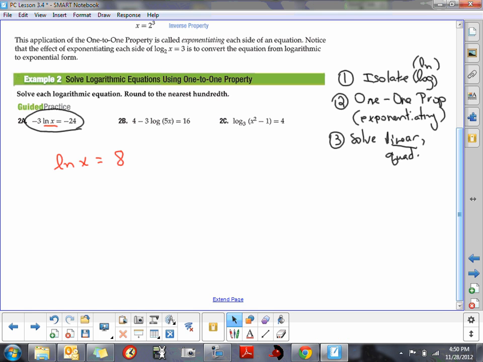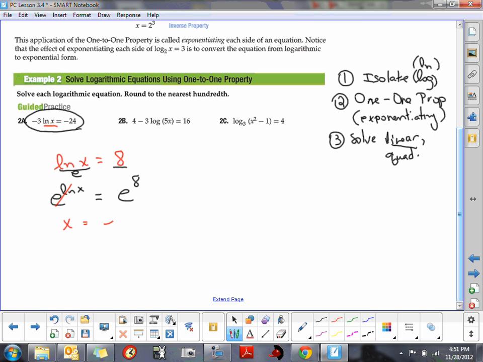Next thing I want to do is use this one-to-one idea. If the exponents are equal to each other, then if we exponentiate them to the same base, e, I'm choosing e because it's a natural log, base e, then e raised to the natural log of x would have to equal e to the 8. But as we've learned in lesson 3.2, if we have an exponential base e, followed by a natural log, these are inverses, and x is simply whatever e to the 8 is.